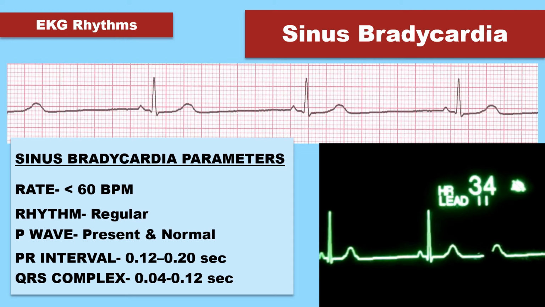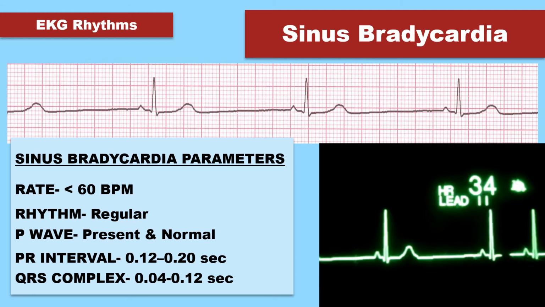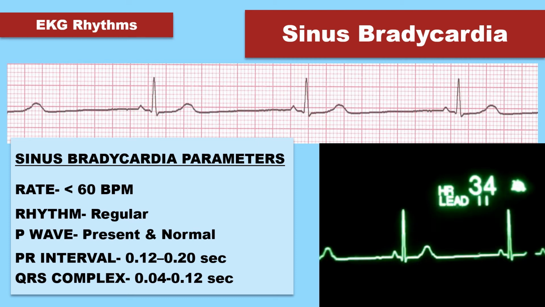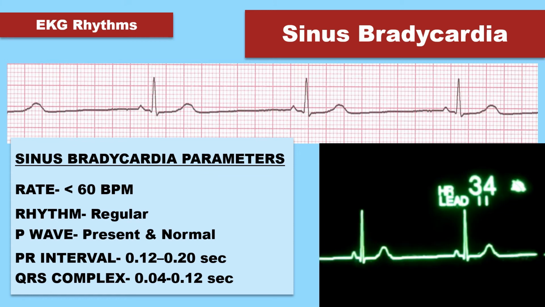So what are our normal parameters for sinus bradycardia? Well, the rate is less than 60 beats per minute. The regularity is regular. The P waves are normal. Our PR interval falls between 0.12 and 0.20 seconds, and our QRS duration falls between 0.04 and 0.12 seconds.